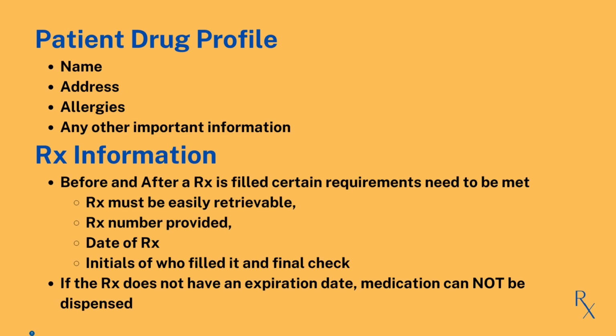The prescription information. Before and after a prescription is filled, certain requirements need to be met. These requirements include the prescription being easily retrievable, prescription number being provided, the date being on the prescription, and the initials of who filled and the final check of the medication on it as well. If the prescription does not have an expiration date, then the medication cannot be dispensed. You would then have to call the doctor and verify the prescription, or ask the patient to go back to the doctor to get that signature and the date on there as well.